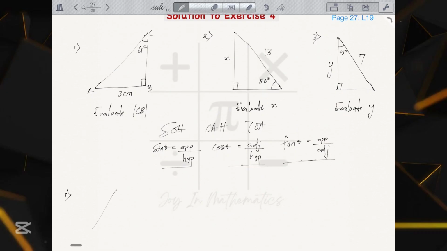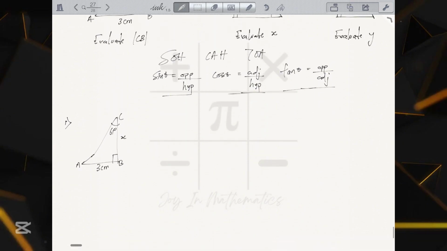We have triangle ABC, A, B, and C. Right angle at B with AB to be 3 centimeters. Angle ACB is 61 degrees. And we are looking for side CB. Let's call it X.